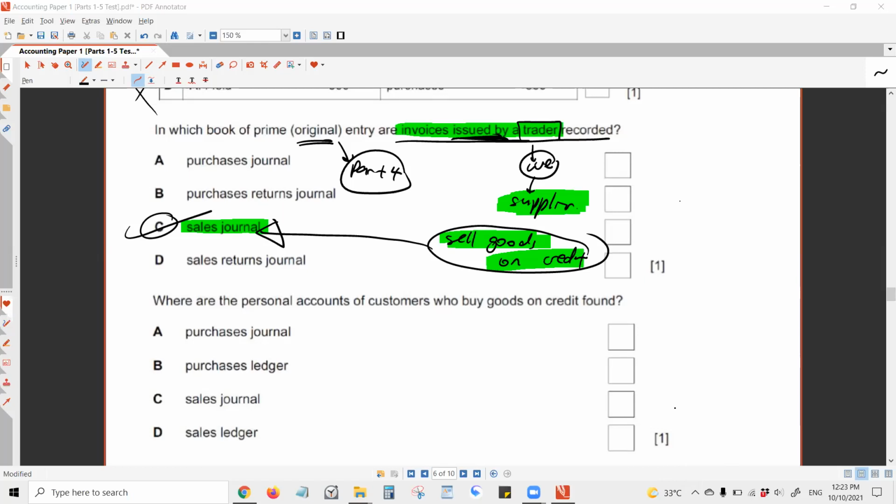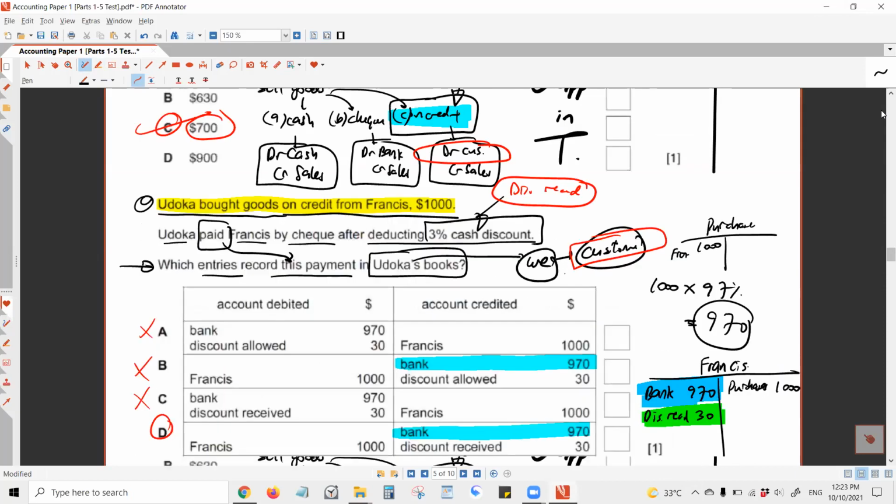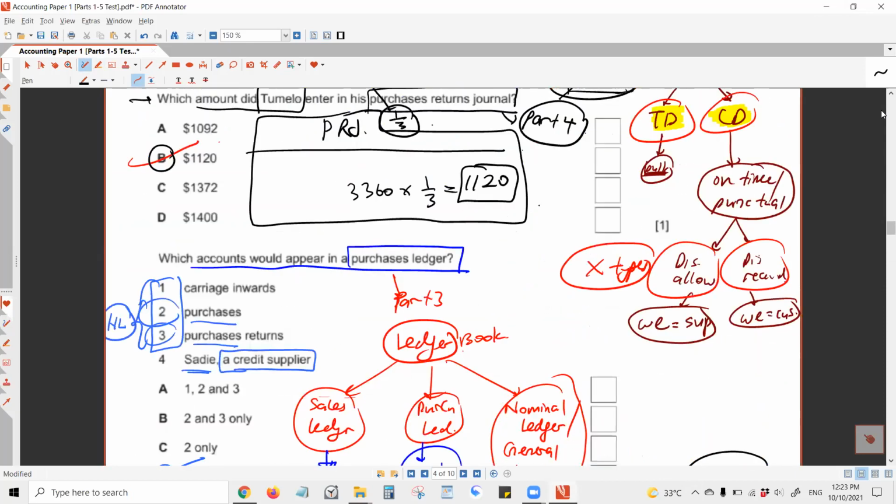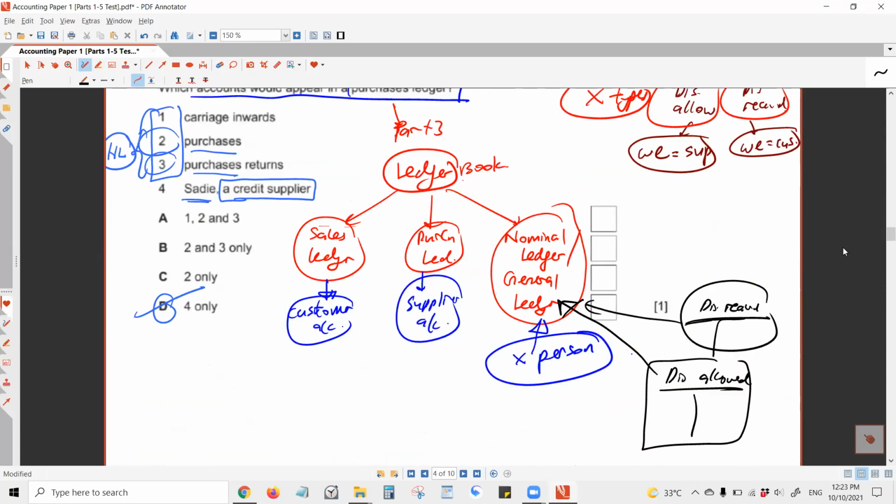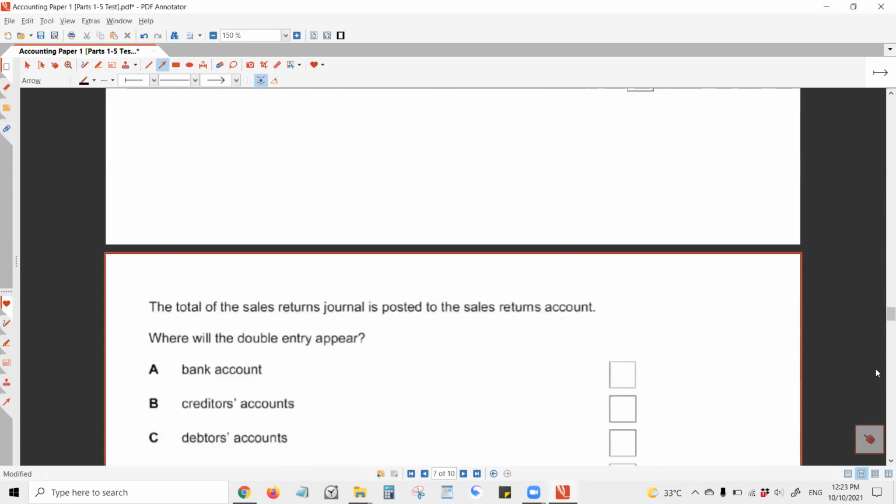Okay, next one on the same page. Where are personal accounts of customers who buy goods on credit found? Where do customers' accounts appear? Earlier, we mentioned a book that contains the 3 sections. Remember, I drew for you to see. This one. Okay, where are customers' accounts? Here in the sales ledger. So right, sales ledger.